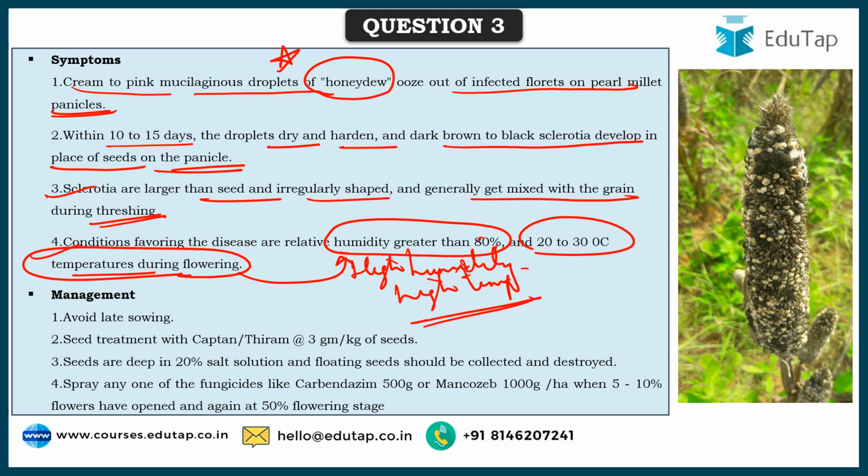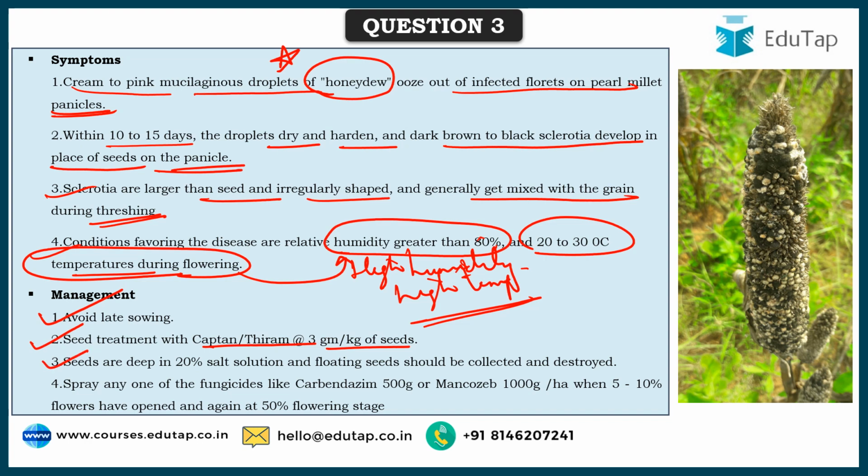And management, avoid late sowing, because again during flowering the humidity might be high and temperature favorable conditions might occur. So avoid late sowing. Seed treatment with Captan or Thiram at the rate of 3 grams per kg of seeds can be done. So if there are any spores or anything left over on the seeds, that can be killed.